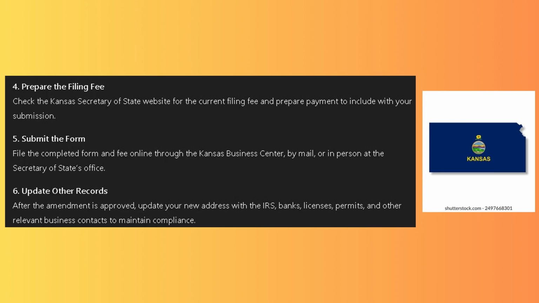Submit the form. File the completed form and fee online through the Kansas Business Center. You can even do it in person at the Secretary of State office. Update other records. After it is approved, update your new address with other businesses, the bank, IRS and more.